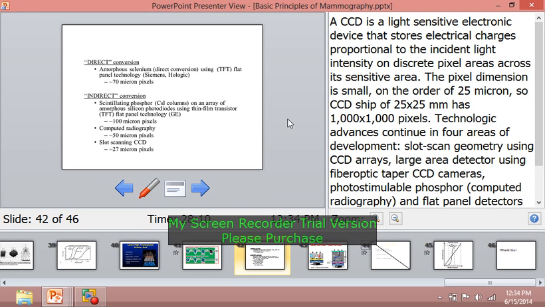Indirect conversion: here we use the scintillator phosphors, that is cesium iodide, on an array of amorphous silicon photodiodes using the thin film transistor or flat panel technology.